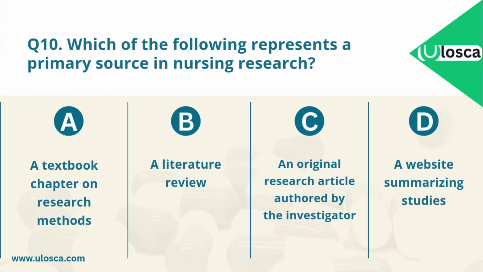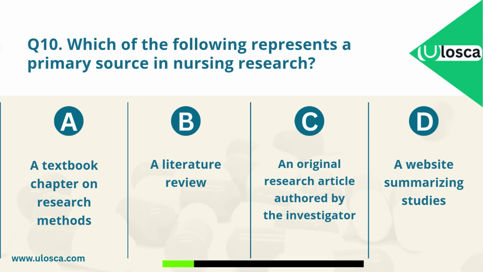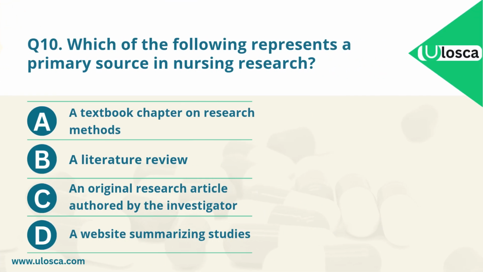Question 10. Which of the following represents a primary source in nursing research? A. A textbook chapter on research methods. B. A literature review. C. An original research article authored by the investigator. D. A website summarizing studies. Which one is the correct answer? The correct answer is C. An original research article authored by the investigator.